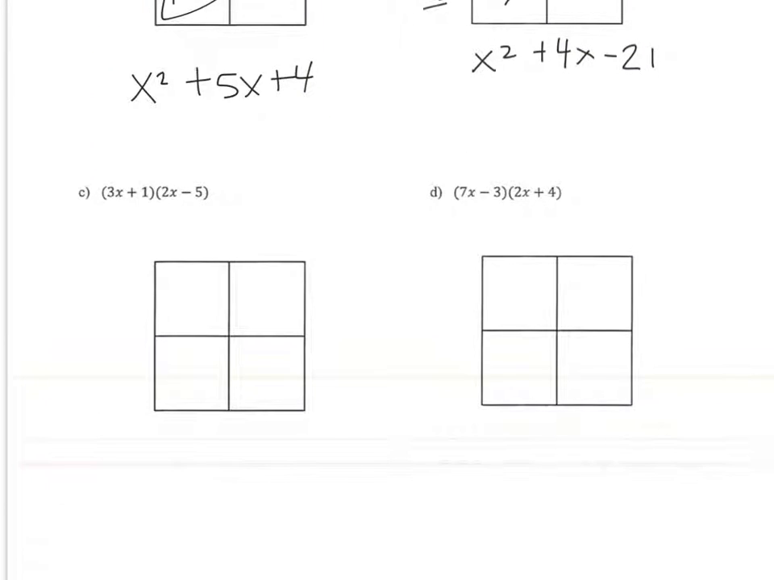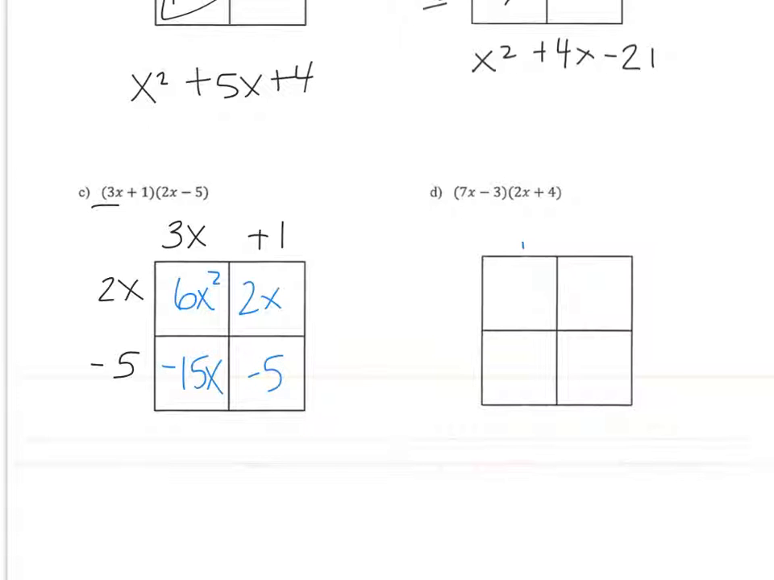And then down here, 3x plus 1, 2x minus 5. So this is 6x squared, because 3x times 2x is 6x squared. 3x times negative 5 is negative 15x. This is negative 5. So you have 6x squared minus 13x minus 5.